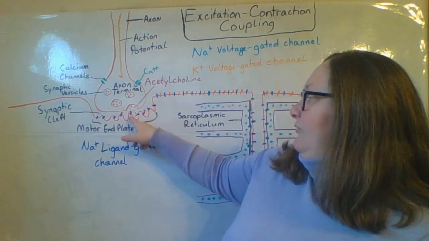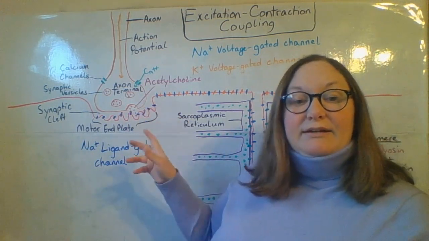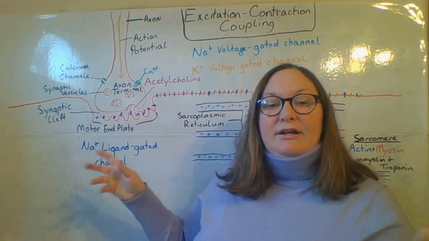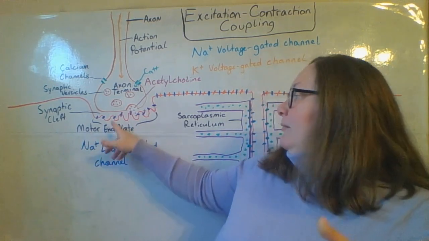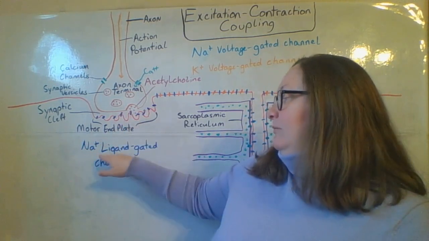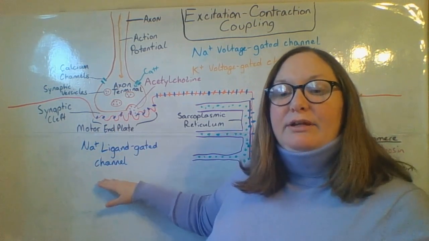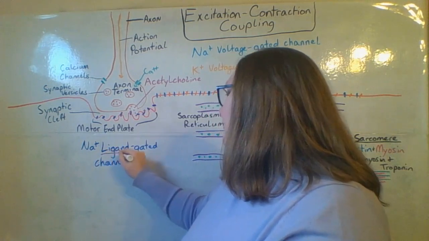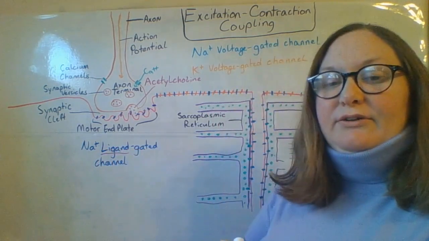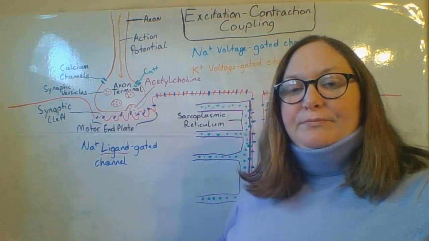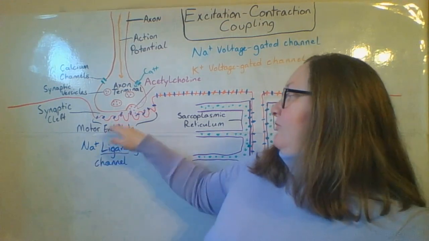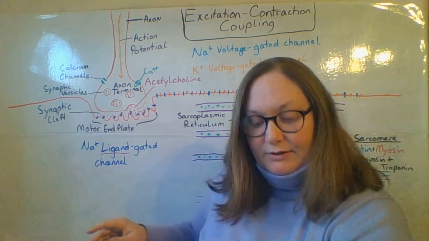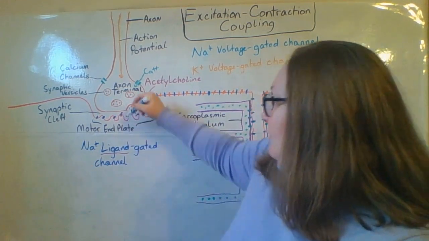And they get to ligand-gated channels. And they say, wow, we fit here. We're the right ligand. And so acetylcholine binds to these sodium ligand-gated channels. This is really important to know that they're ligand-gated, and it's important to know that acetylcholine is the ligand. So acetylcholine binds to these sodium ligand-gated channels, and they open. So then what happens? Sodium goes in.